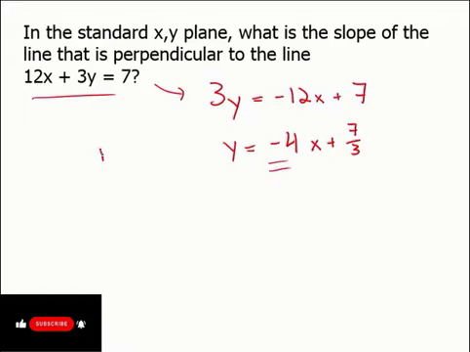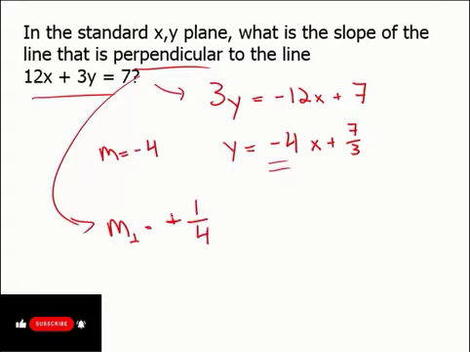So the original slope is negative 4. For the perpendicular line, that slope is going to be the opposite reciprocal. So the opposite reciprocal, the slope of the perpendicular line, is going to be positive 1/4. It has an opposite sign and it's a reciprocal. So positive 1/4 is the slope of the perpendicular line.